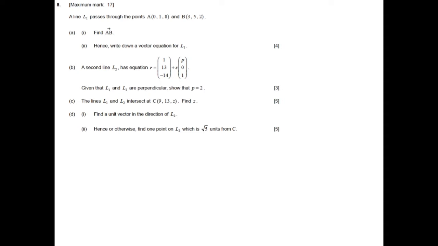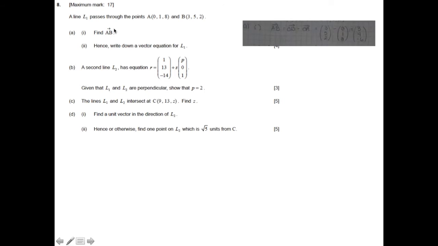Okay guys, so today we're going to look at exercises 8, 9, and 10 from your Paper 1 from last week, the mock exams that you guys took. Number 8 says, a line L1 passes through those 2 points. I want you to find the direction AB. It's a vector. You're working with vectors, guys. Remember that to find a vector, you take B and you subtract A.